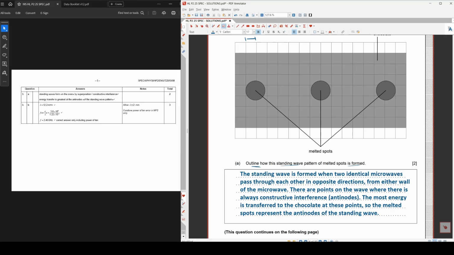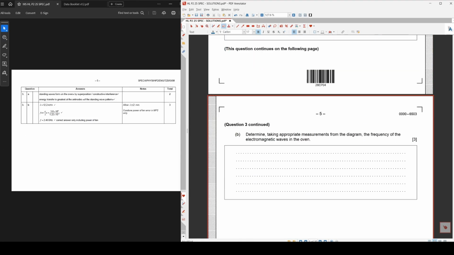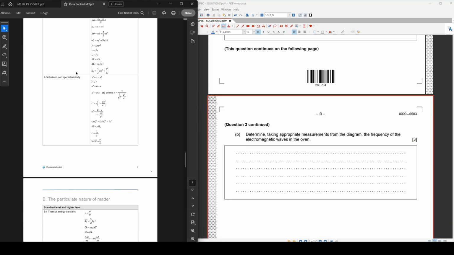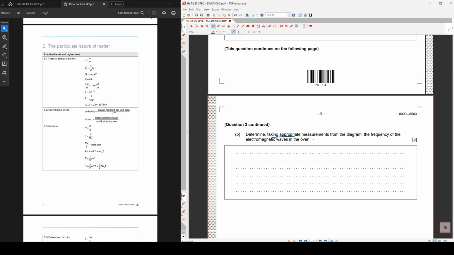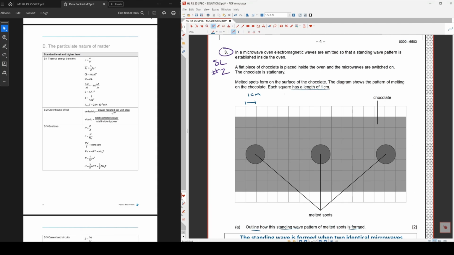So I said constructive interference at least. And then energy transfer is greatest at the antinodes. There we go. Okay. All right, let's do the second part. Determine, taking the appropriate measurements from the diagram, the frequency. Okay, well, this is a hint that clearly I need to use the diagram and appropriate measurements from the diagram. Well, what can I measure on the diagram if I know now that these are antinodes?